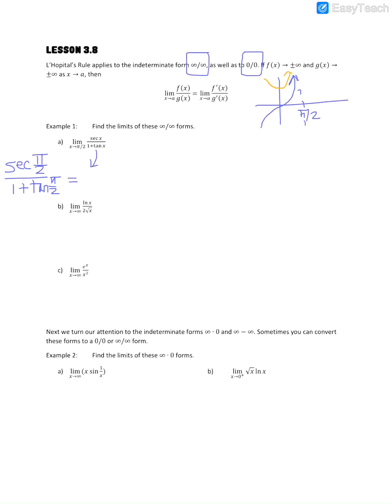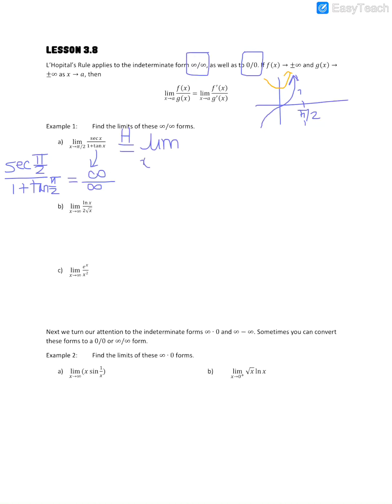So both of them at pi over 2, the limit is infinity. If you plugged it in your calculator, you'd get error or undefined or something like that. But the limit is actually infinity. So this gives us infinity, and then 1 plus infinity is just infinity. So this is now included in our L'Hopital's rule. We are allowed to use L'Hopital's rule on infinity over infinity. So we're going to do that.